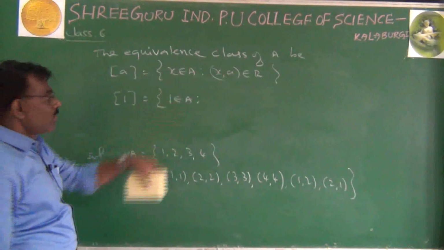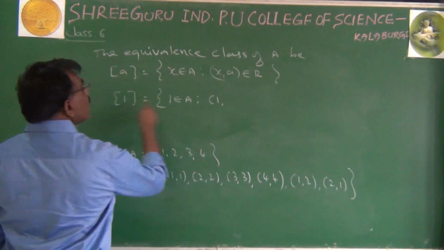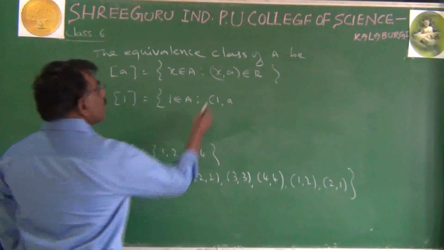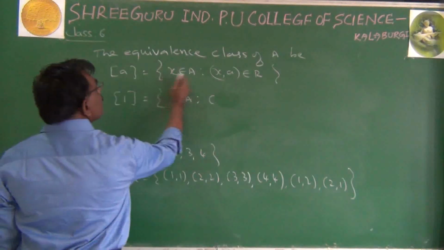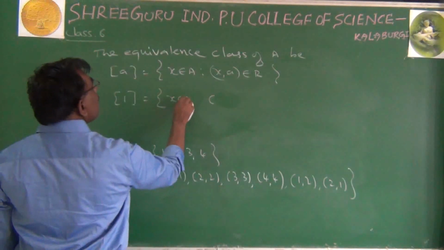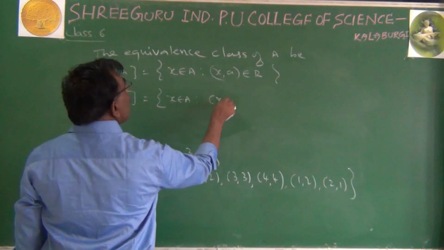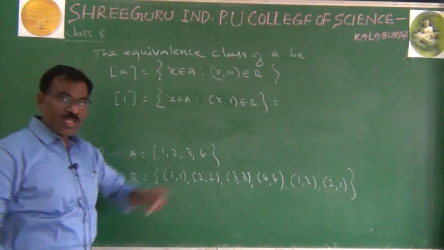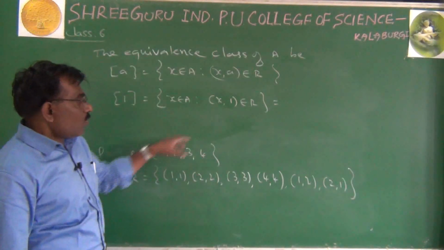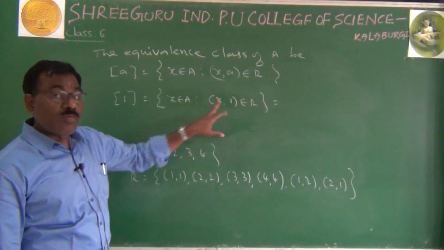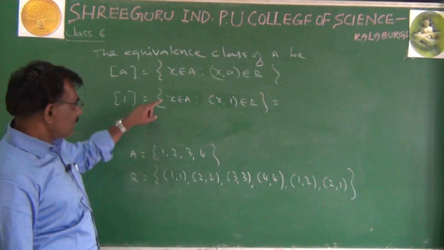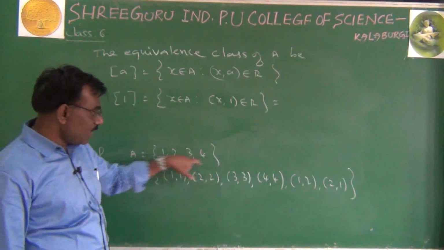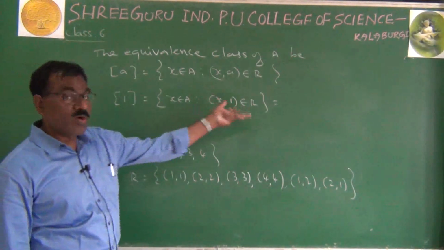X belongs to A. So what is (1, A)? X belongs to A, (X, 1) belongs to R. Now you start one way. (1, 1) must belong to R. So these are called A only. He is asking whether (X, 1) belongs to R.